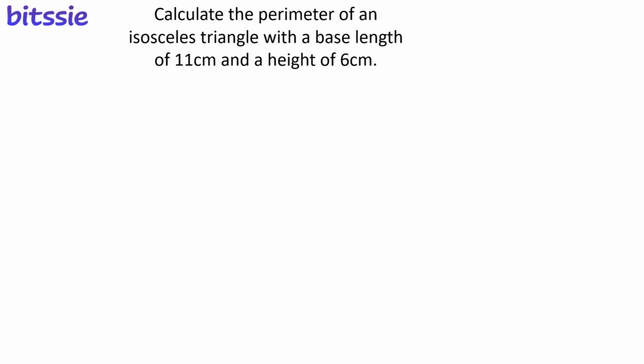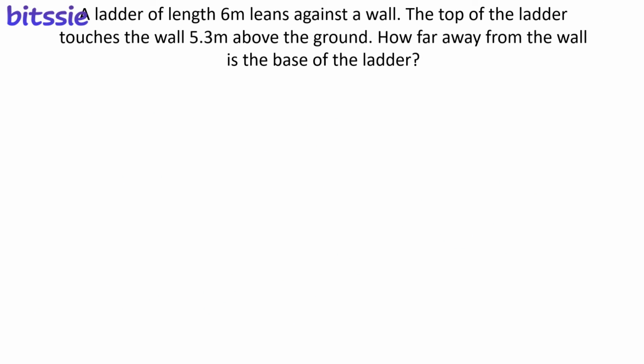Now on to question 4. A ladder of length 6 meters leans against the wall. The top of the ladder touches the wall 5.3 meters above the ground. How far away from the wall is the base of the ladder? So first we can draw on our wall and the floor. And we know that the wall and the floor will make a 90-degree angle.